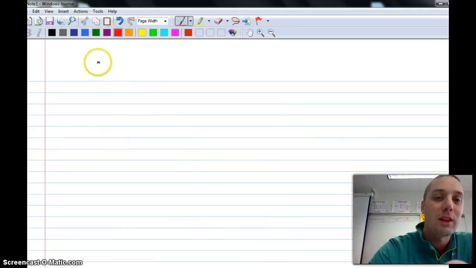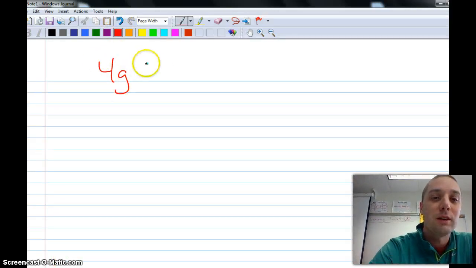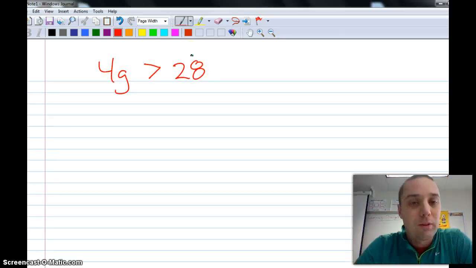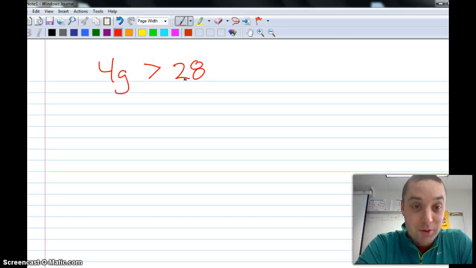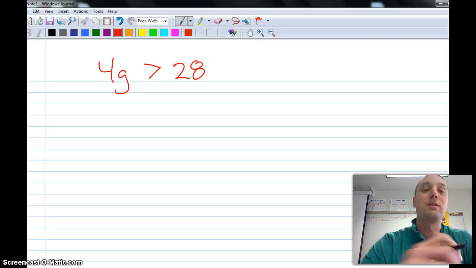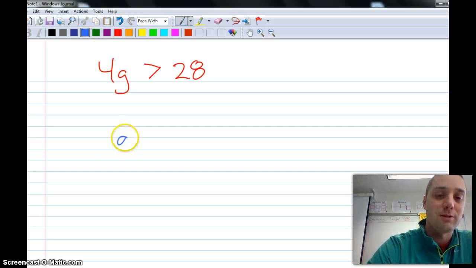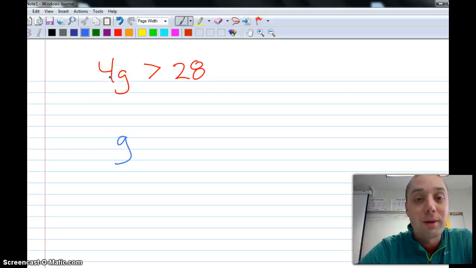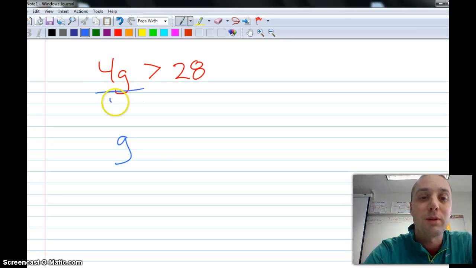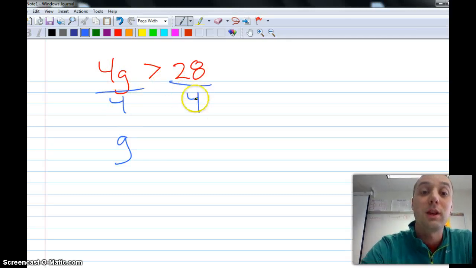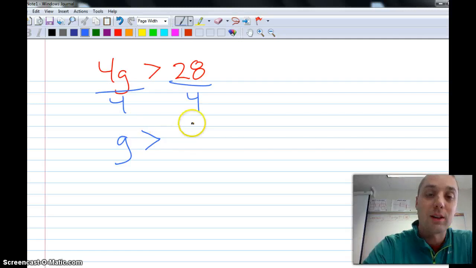So if we've got 4g is greater than 28, we're saying 4 times what is bigger than 28? Well, that's a whole bunch of things. 4 times 10 is bigger than 28. 4 times 50 is bigger than 28. 4 times 1,000 is bigger than 28. So what we have to do is get g by itself, meaning we need to make that 4 go away. It's being multiplied right now by 4. Opposite of multiplying by 4 is divide by 4. Whatever you do to one side, you do to the other. So g is greater than 7.